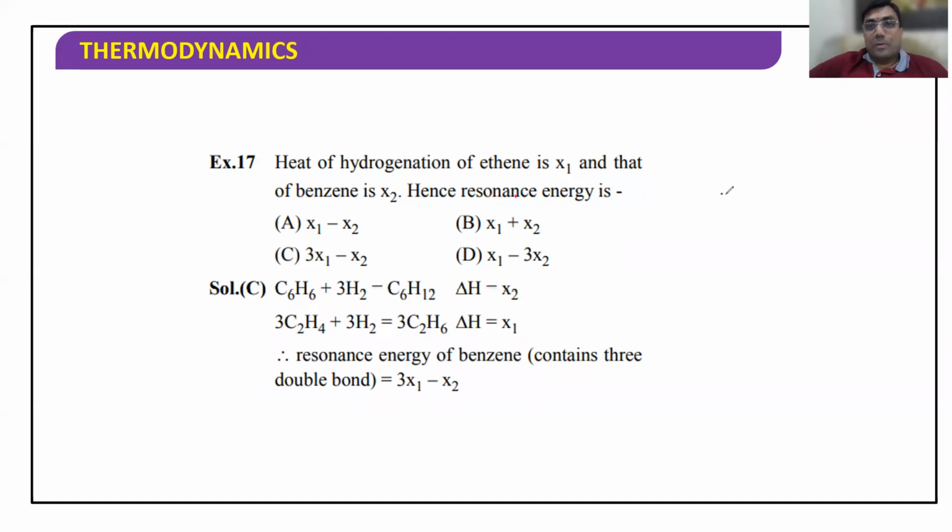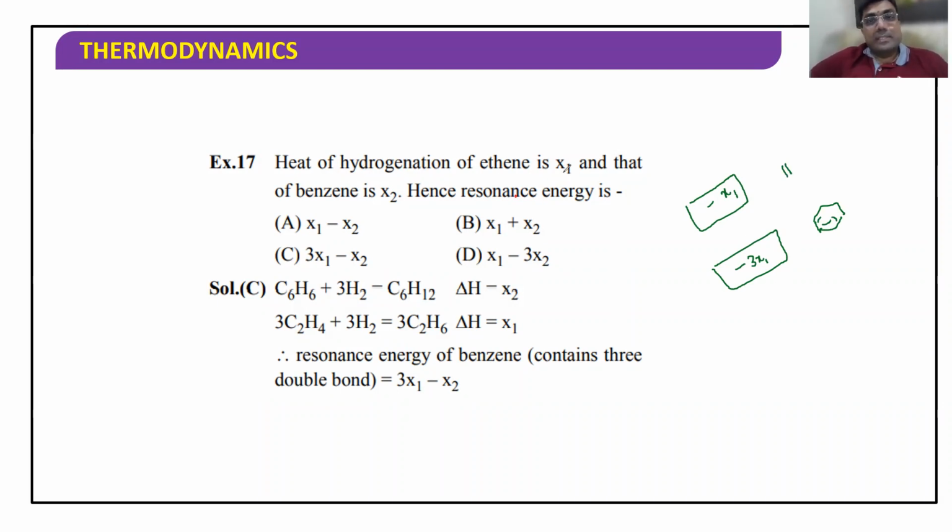Now, minus x1 is for 1 double bond. Agreed? But for 3 double bonds, it will be minus 3x1. So this is for benzene, and this is for ethene. Agreed? Now listen carefully.